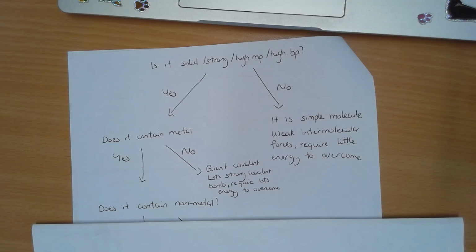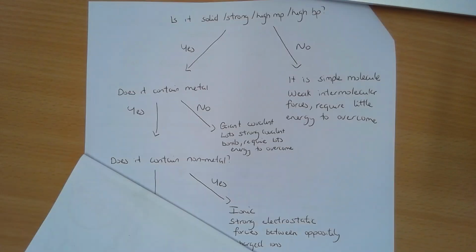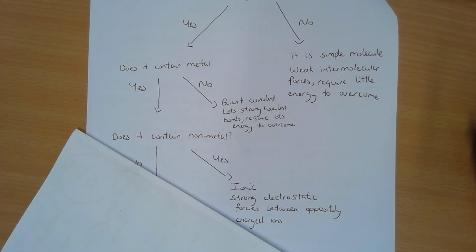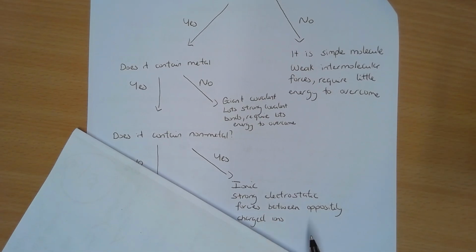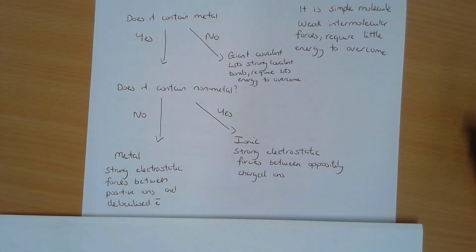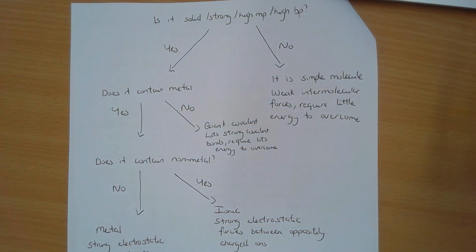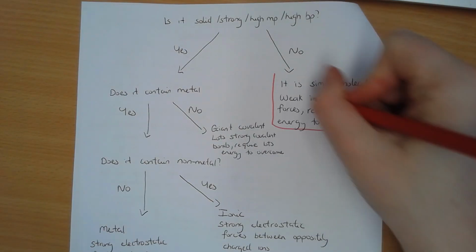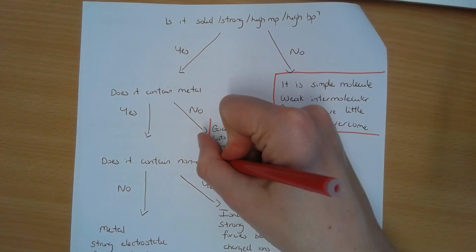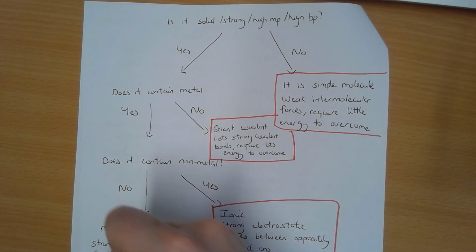If it does contain a metal, you've got one more question to ask, which is, does it contain a non-metal? If the answer is yes, then that means it's ionic. And you're going to talk to me about this strong electrostatic force between oppositely charged ions. If the answer to that is no, then you're going to tell me that you've got a metal. And this here will be your answer. So if I literally just put a big box around these 4 answers, these are the only 4 answers that you need. They answer every question, even though the questions look different every time. They're the 4 answers that you need.